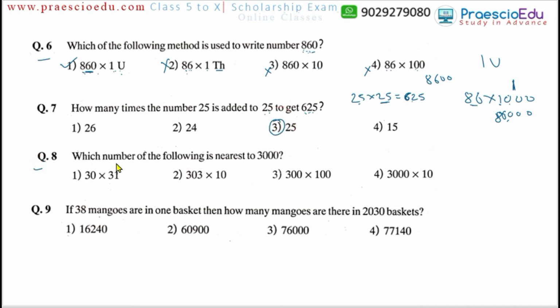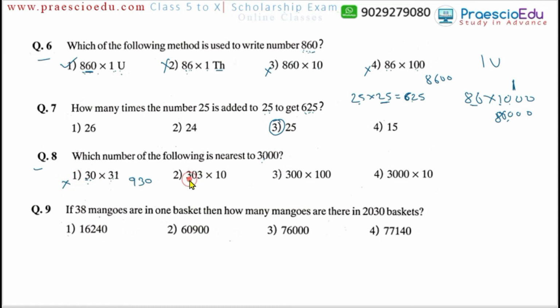Now question number 8: which of the following is nearest to 3000? The product shown in each option should be near 3000. Now here 30 multiplied by 31: 31 multiplied by 3 is 93, and then the 0 makes 930, which is not near 3000, so this option is not correct.